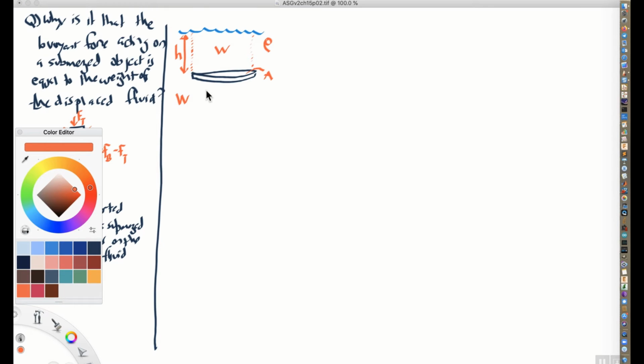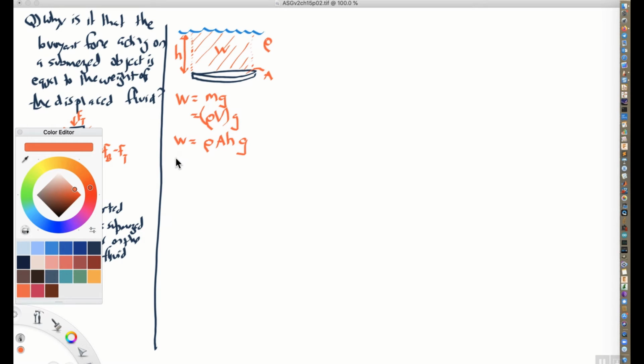So the weight of the fluid in this region up here is equal to the mass of that fluid times g, the acceleration of gravity. And what is the mass? Well, that's the density of the fluid times the volume of fluid in that region. And what is the volume? Well, it's going to be equal to the area times the height. So in other words, the weight of all this fluid above that plate is the density times the area times the height, that is the depth below water, times g.